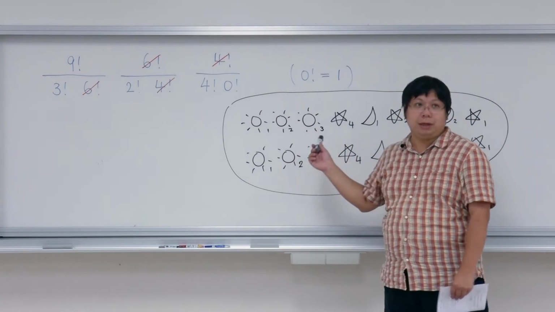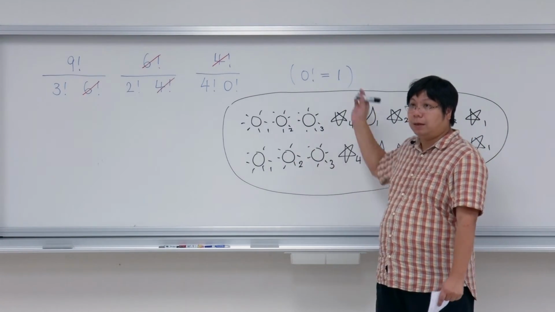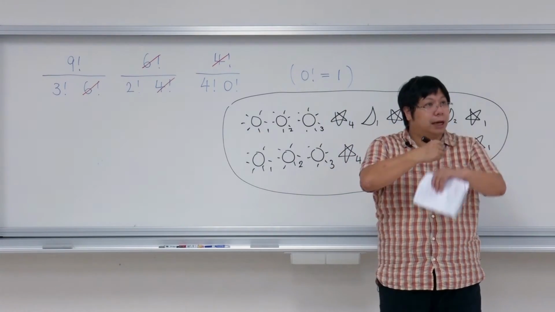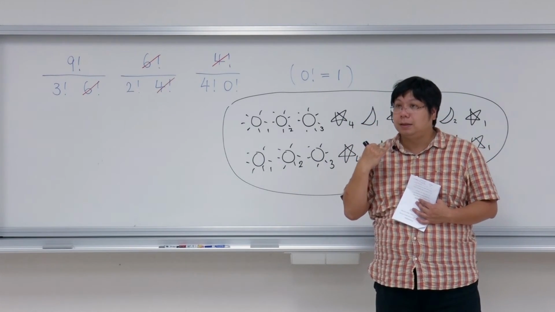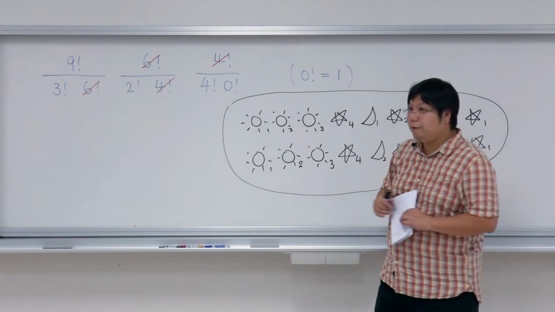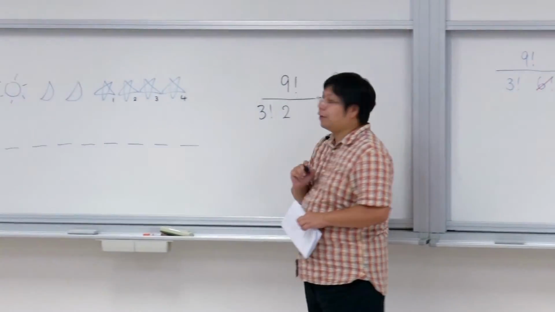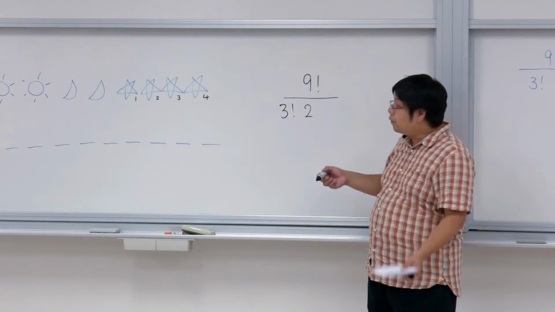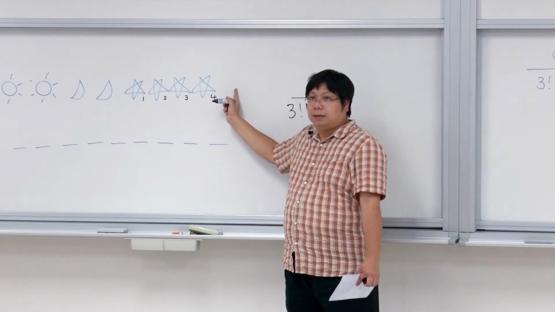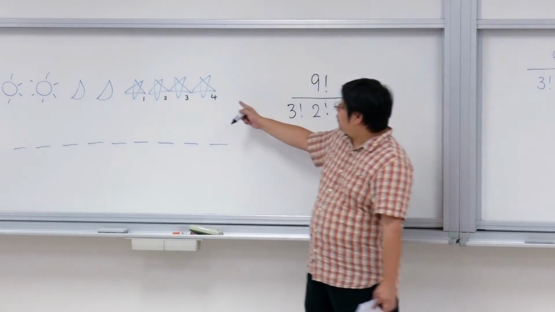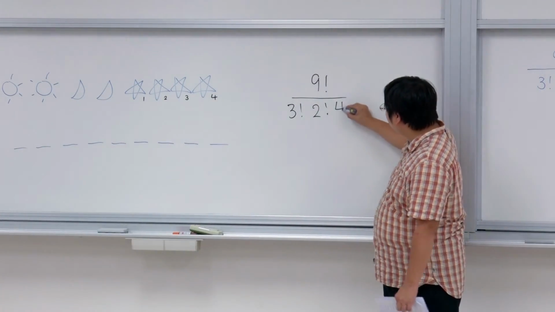So if sun 1, sun 2, sun 3, and so on, and then we have another arrangement, sun 2, sun 1, sun 3, and so on, with the last part the same, then these two should be counted as the same. And this time, each group contains 6 elements. They correspond to the 3 factorial ways to arrange the suns. So when these are gone, you should divide by 3 factorial as well. Similarly, when there are 4 stars at the beginning, they are distinct, then this is the answer. But if the stars suddenly become the same, then we should divide by 4 factorial.